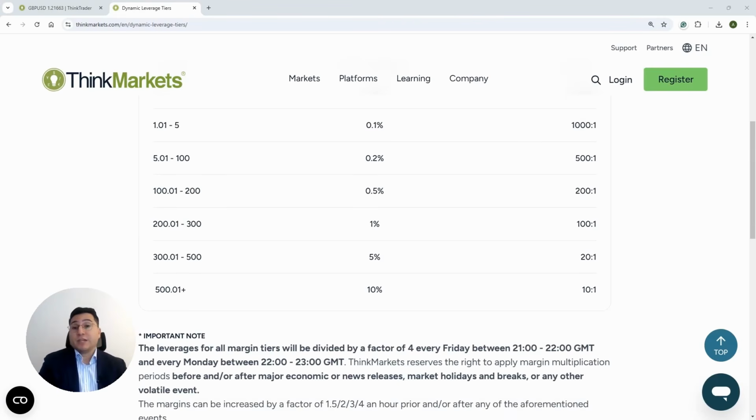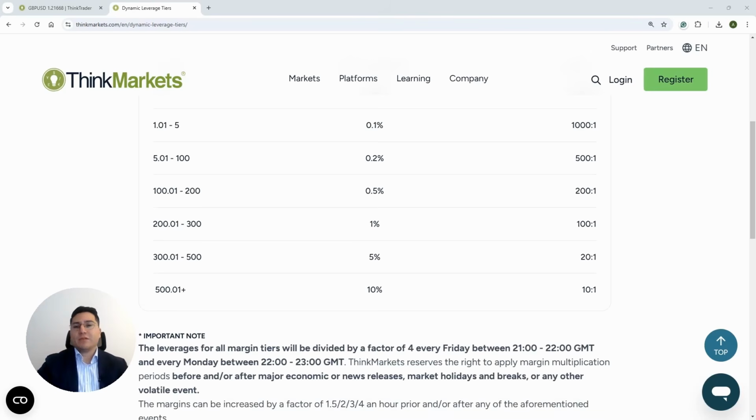A question we usually get is, does the balance impact the dynamic leverage tiers? The simple answer is no. It's all about the actual positions you have opened and the settings on the account. So even if you would have lots of money, the margin that is being taken from your account will still remain low.